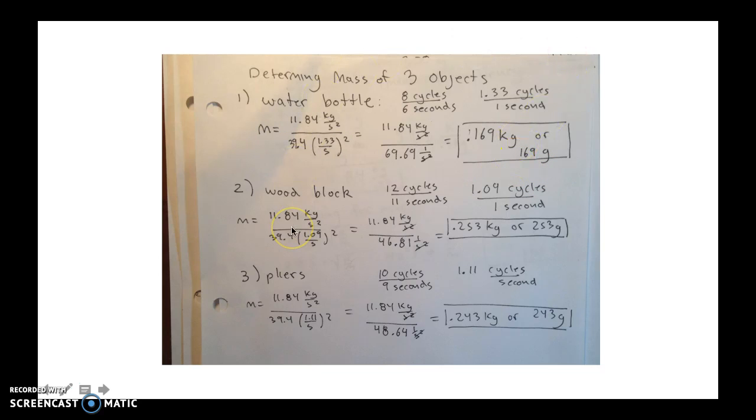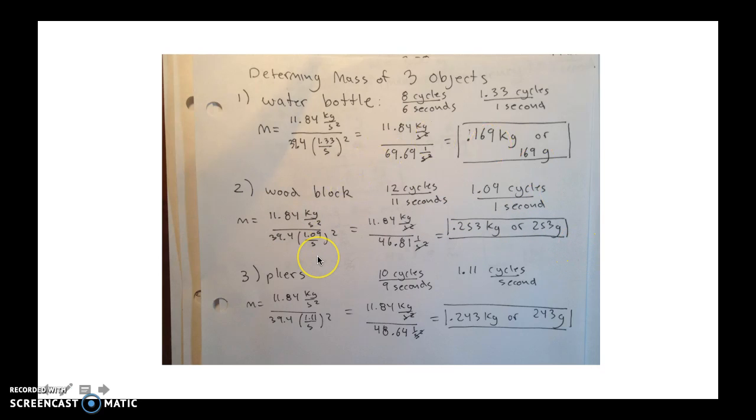For the wood block, similar situation. I found the frequency to be slightly less, so 1.09 cycles per second. Intuitively I know that this lower frequency is going to mean a heavier mass, and the math shows this. Plugging in the values, I found that this final mass for the wood block is 253 grams.